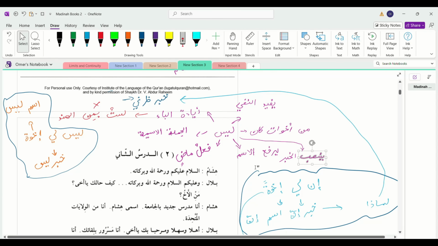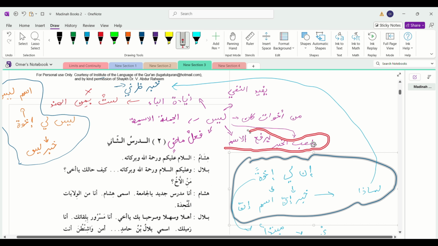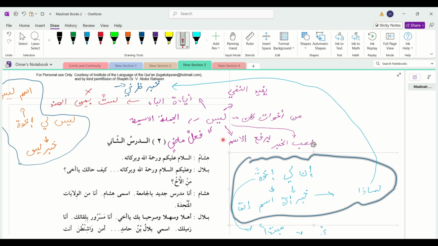And by the way, this statement makes the khabar mansoob and the ism marfu. We are not going to see examples of this in this lesson, but I thought to add it since we are studying the word Laisa. But we're going to study this in the later lessons, inshallah.